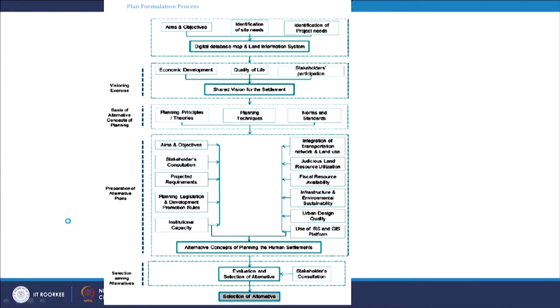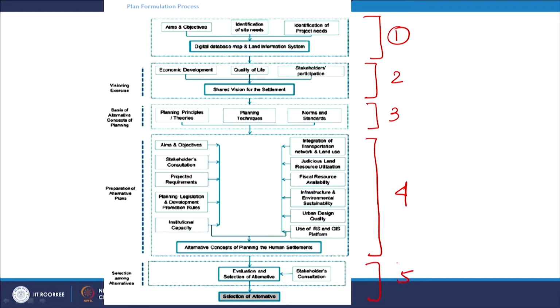Just have a look, even though the picture quality is not very good, I will share the PDF document with you. This is the typical plan formulation process for any urban area. In this process, you can see this is stage 1, 2, 3, 4 and 5 stages. So, in stage 1 you can see it is the aims and objectives of the overall planning which is met.